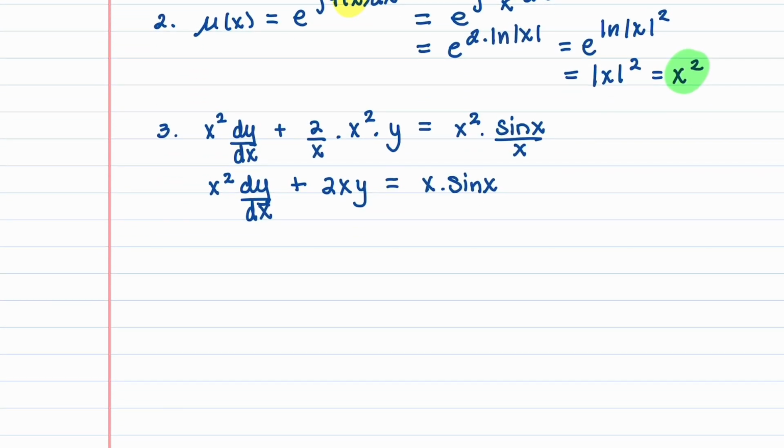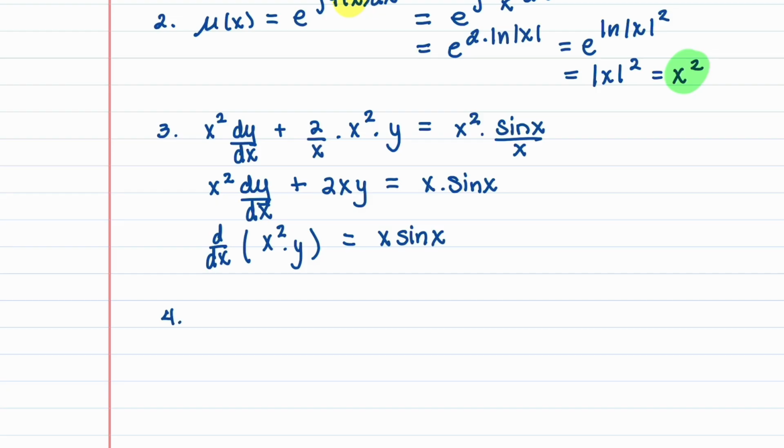Now we have to do one more thing before going on to the next step. We need to simplify this left-hand side. This left-hand side is the derivative with respect to x of x squared times y. Notice that that's the derivative of the integrating factor times y. It's always going to work out that way. And then on the right-hand side, we just have our x sine x.